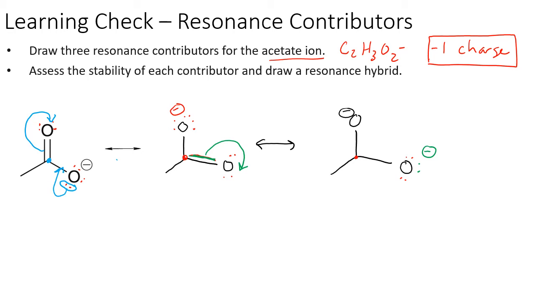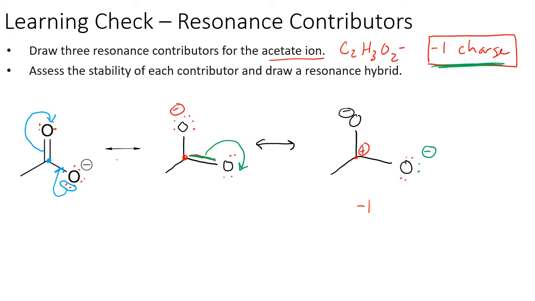So now we're going to have a +1 formal charge on our carbon here. And so notice we have -1, -1, and +1. The sum of all the formal charges on this last resonance structure adds up still to -1, which is the same as the charge on the acetate ion.